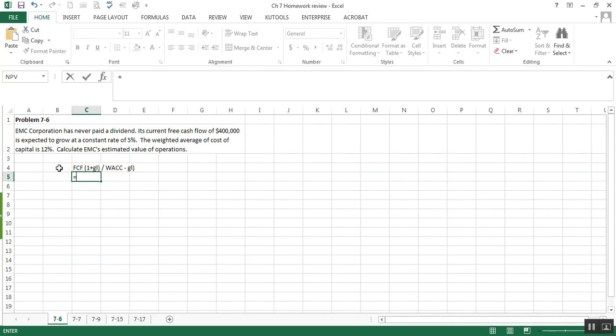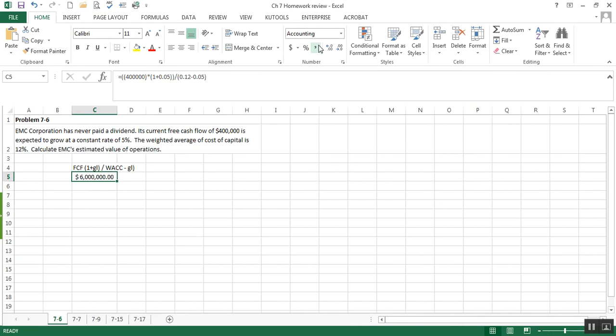So here we have 400,000 times 1 plus the growth rate is 5%. Let's do our order of operations divided by the WACC of 12% minus our growth rate of 5%. The value of EMC's operations is $6 million.